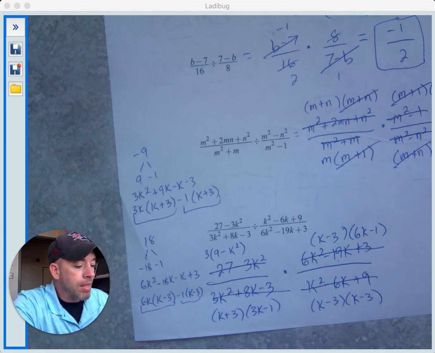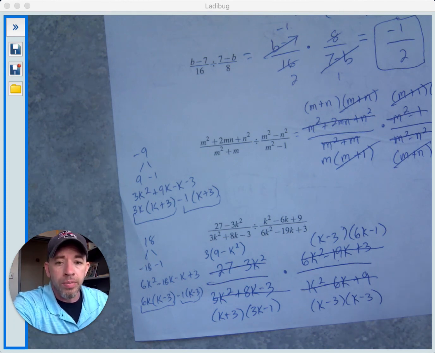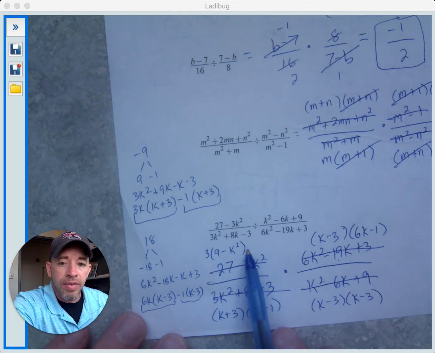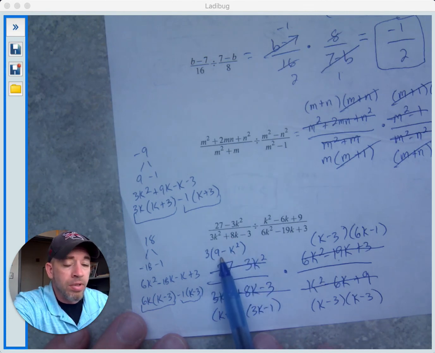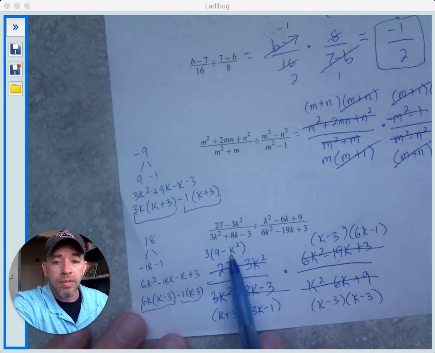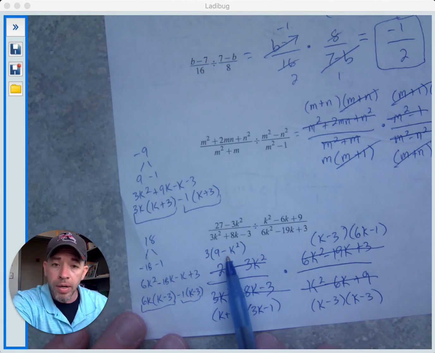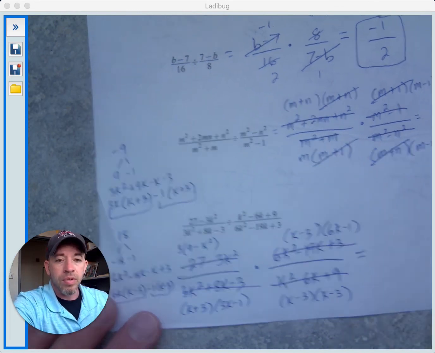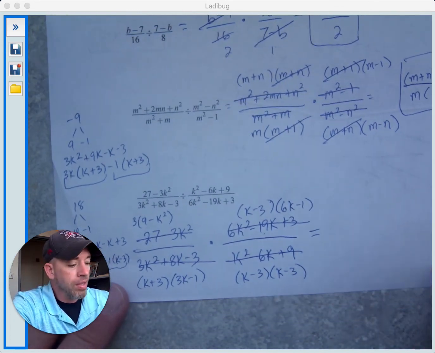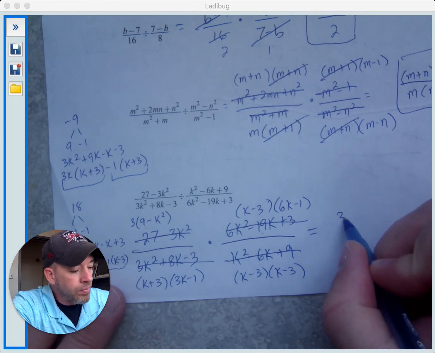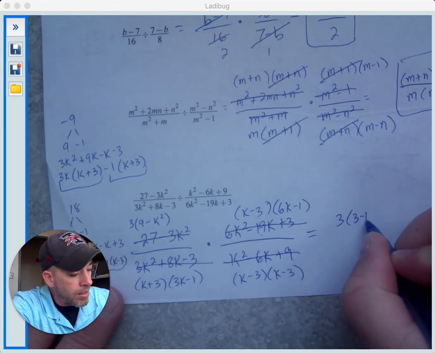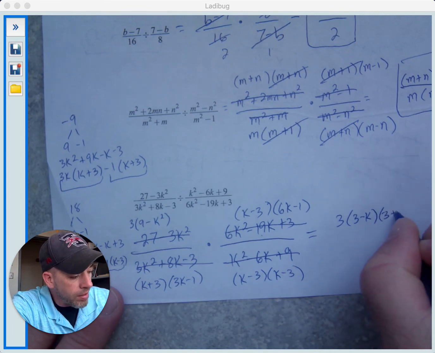All right. Anything else that can be factored? Oh, there's one more thing, right? This 9 minus k squared, although we factored the 3 out, this thing in parentheses can still be factored more. It's a difference of squares, so we could factor into 3 minus k and 3 plus k. So I'm actually going to rewrite this so we have everything looking good. So we have this 3. This difference of squares can be factored into 3 minus k, 3 plus k.